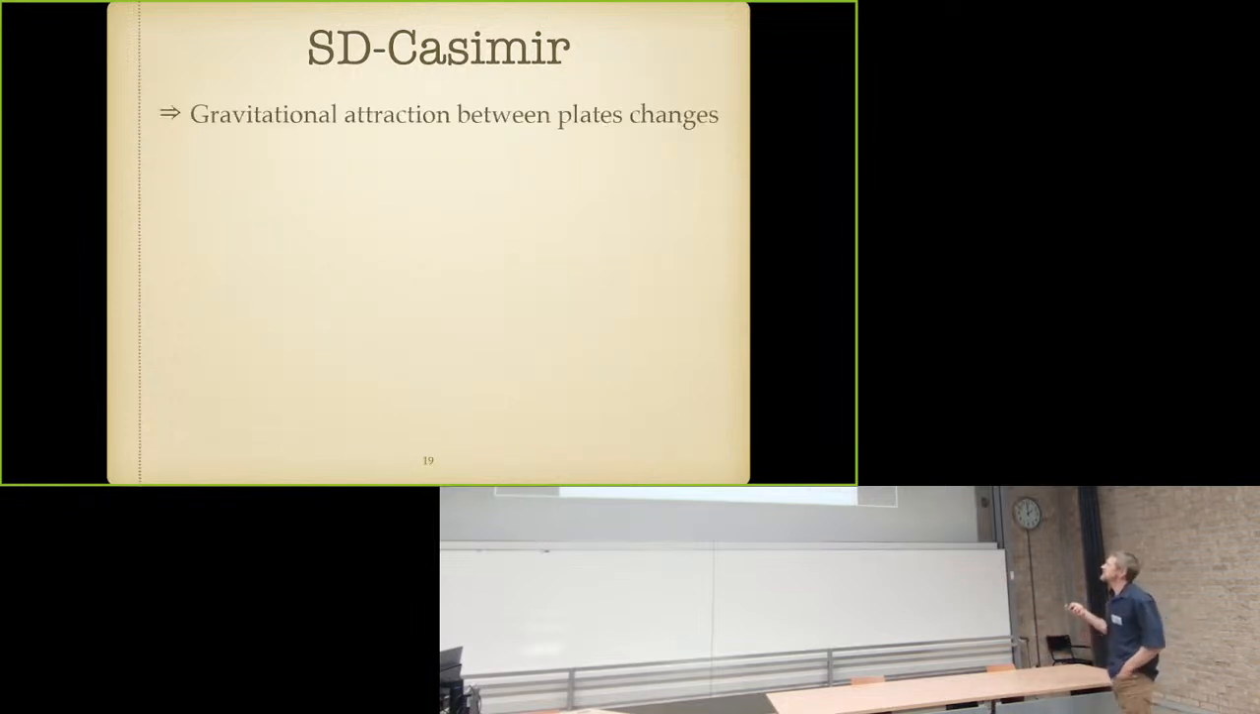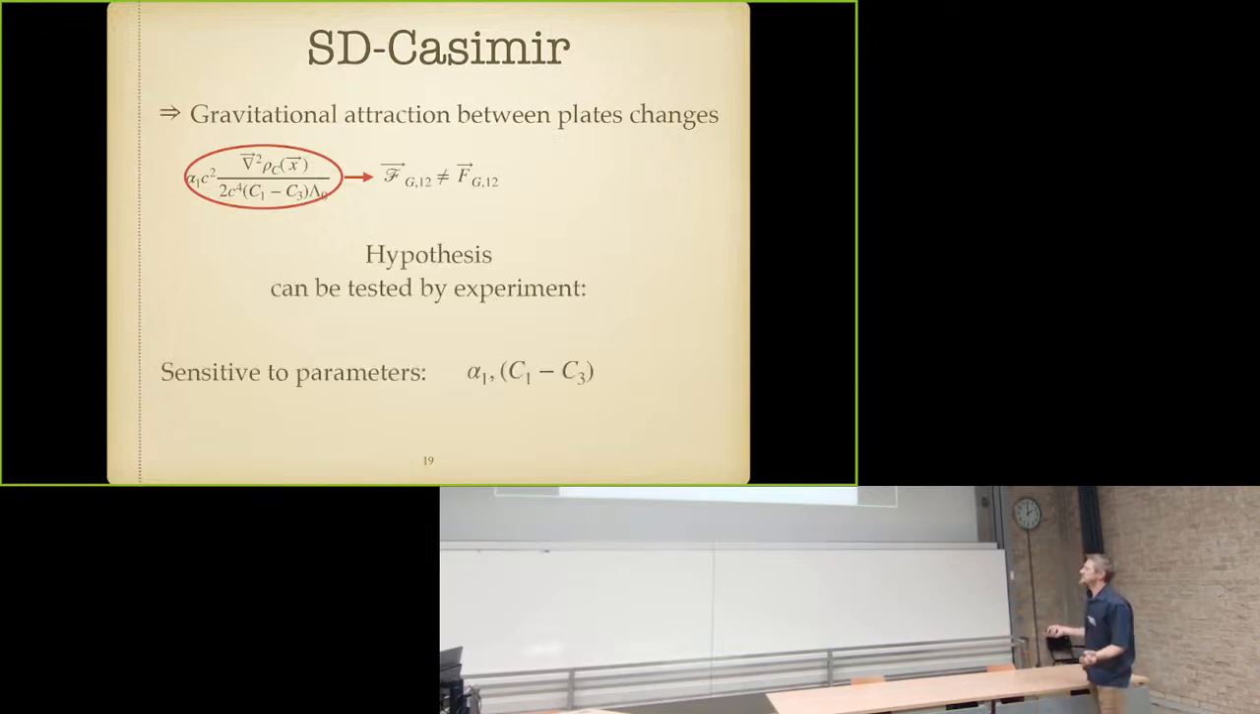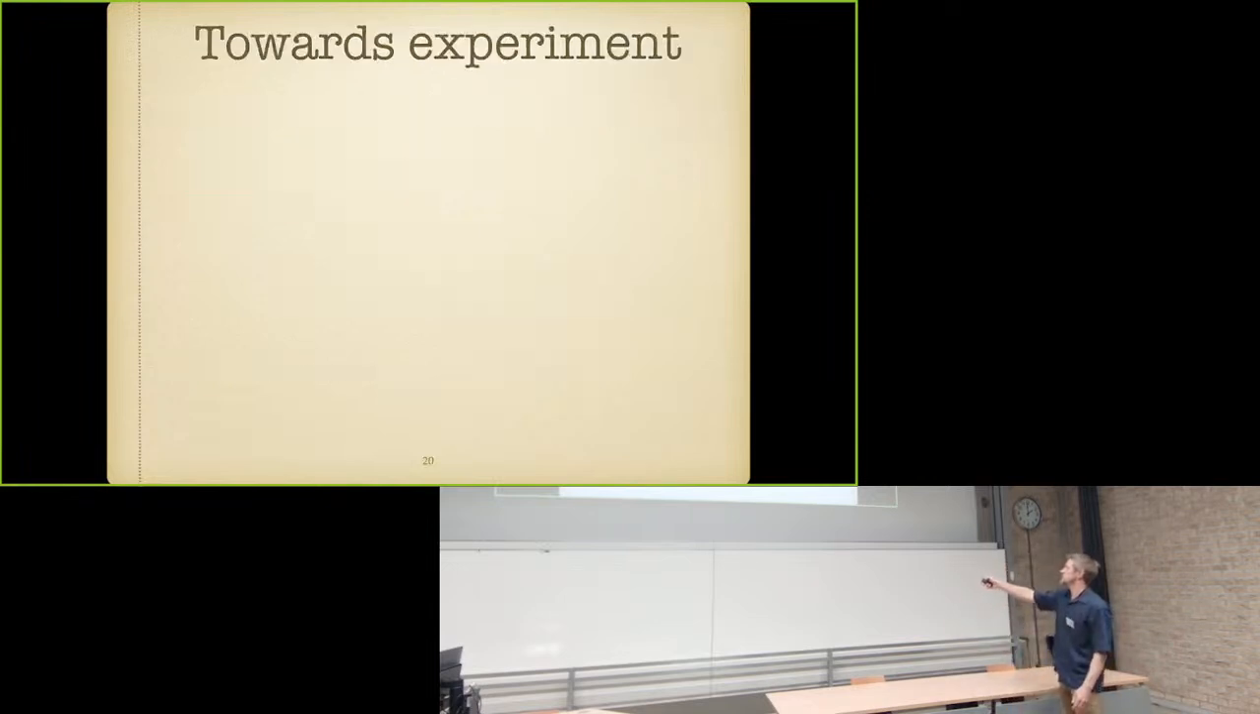Okay, and that's almost the take-home message. You have a different attraction between the Casimir plates. And it comes from this derivative of the Casimir energy density, which I showed you, changes in the plates. And this can be tested in principle. So we have the two hypotheses, we have a concrete, simple model, and we test for these parameters.